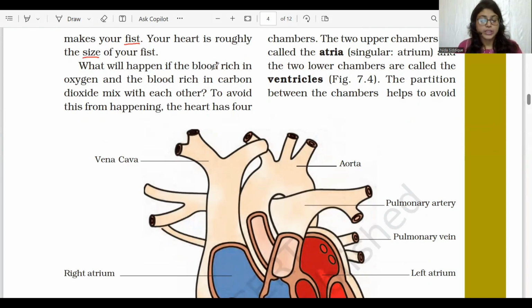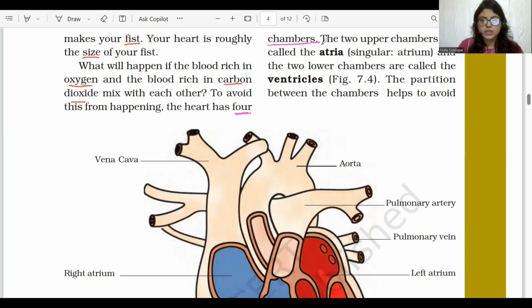So what will happen if the blood rich in oxygen and the blood rich in carbon dioxide mix with each other inside the heart? What will happen in such a situation? Now, this is not a good scenario. Blood should not mix. Carbon dioxide rich blood and oxygen rich blood should not mix inside a body. Okay, so in order to avoid this from happening, our heart is going to have 4 chambers. That's very important. Okay, our heart is having how many chambers? 4 chambers. Let's make a note of this.